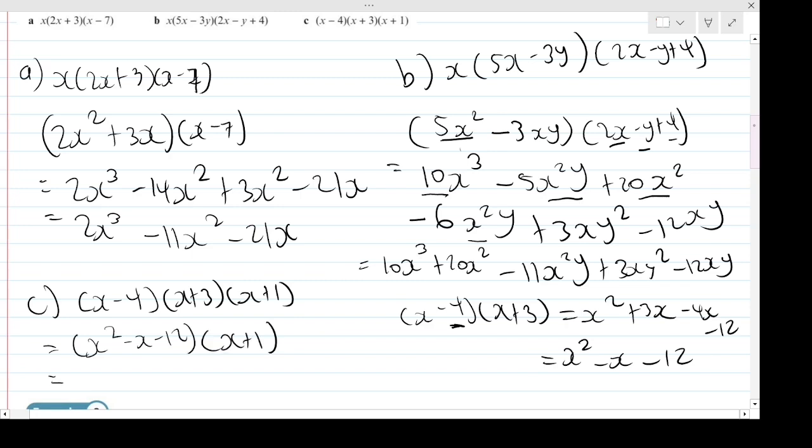Okay, and then we can do the same sort of strategy, right? So then we have firstly x squared times the x, which would be x cubed. And then x squared times 1 would be x squared, so plus x squared. Then the next part, minus x times x is minus x squared. And then minus x times 1 would be minus x. And then lastly, minus 12 times x is minus 12x. And minus 12 times 1 is minus 12. And we can simplify this.